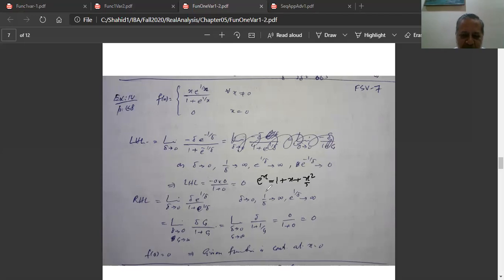ये जो एक्सपेंशन वाली अप्रोच हमने पहले इस्तेमाल की थी वो इस्तेमाल करें. डिटेल के साथ मैंने रफली इस्तेमाल की है, बट लिमिट कम्स आउट टू बी 0. द फंक्शन वैल्यू इज डिफाइंड टू बी 0. So the function is continuous.